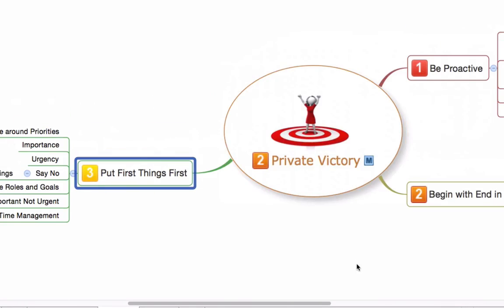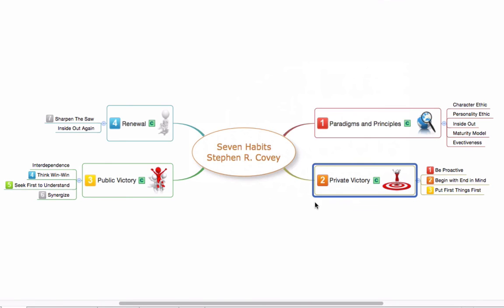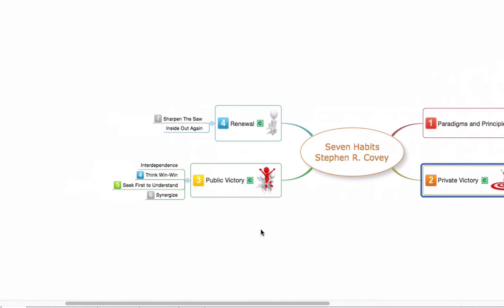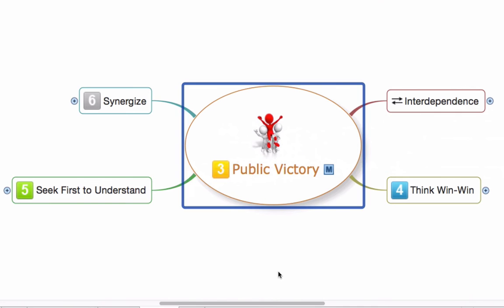Okay, so that is the first three habits under private victory. And he says once you've gone through these three habits and practiced it, you will start living an independent life where you are in control of what you are doing in your life, because you're only focusing on what's important to you. The next section is public victory.